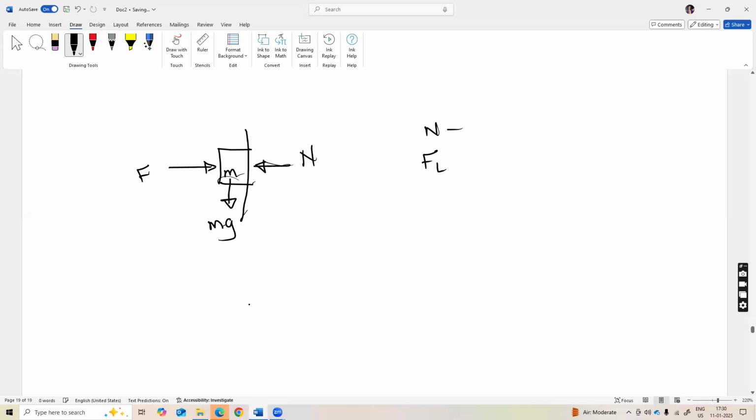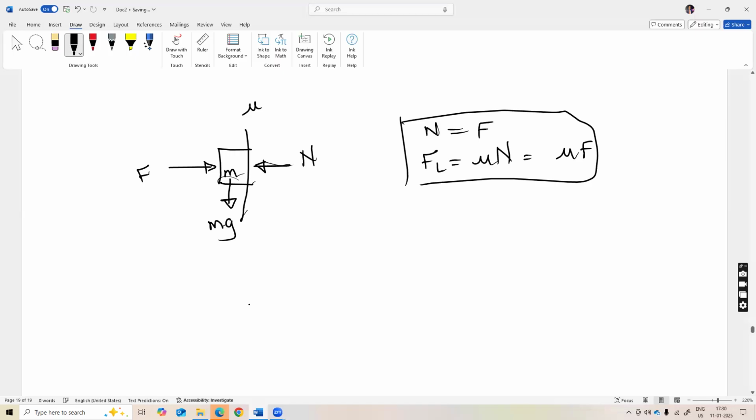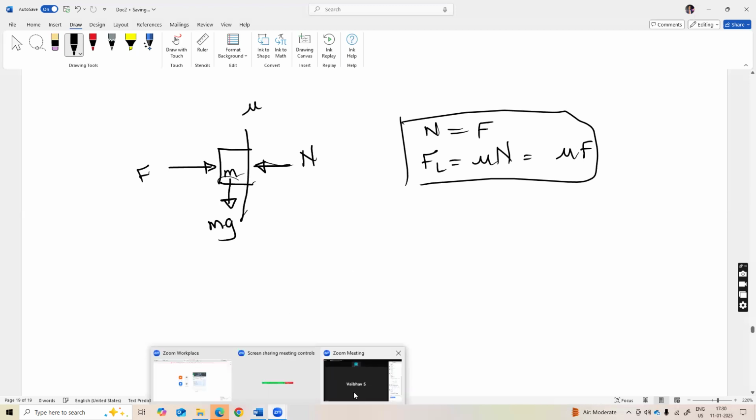And limiting friction will be equal to mu times N. So if mu is the coefficient of friction, then it will be equal to mu F. Is it clear? For the vertical case, we have just calculated normal reaction and limiting friction force. We have not done any other things. So is it clear?